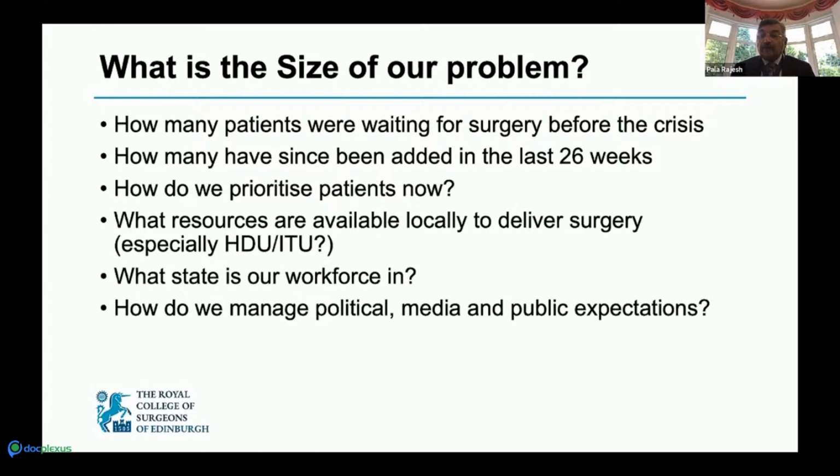How do we manage the media? How do we manage the public expectation? This is a huge conundrum.